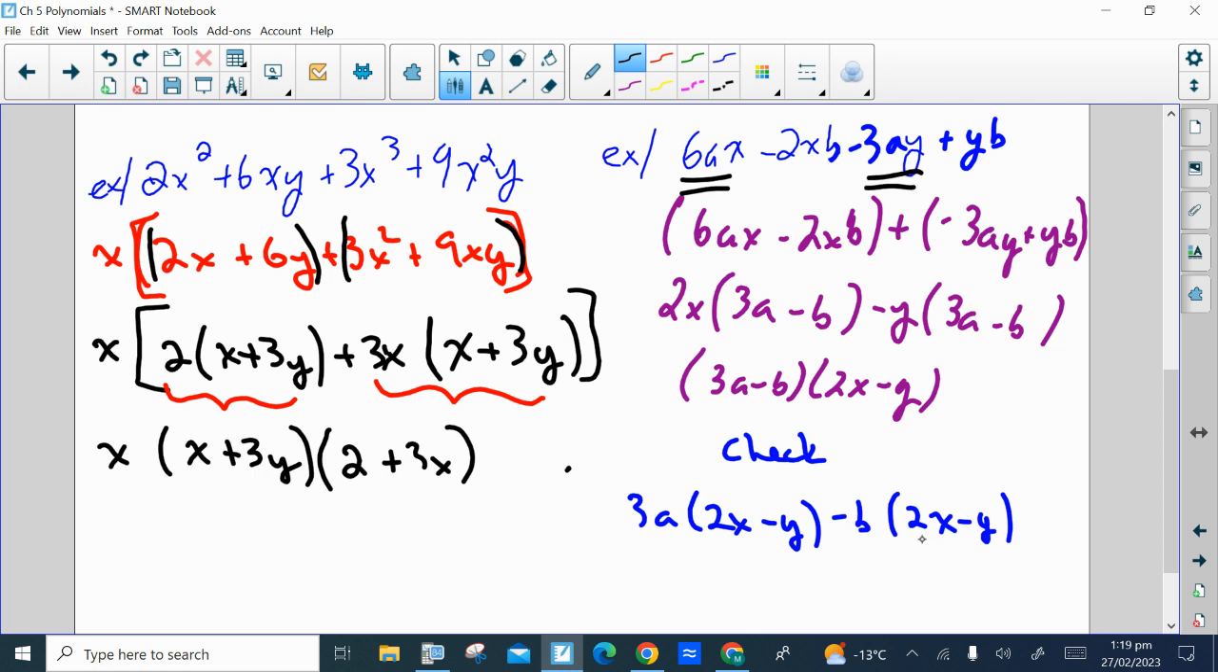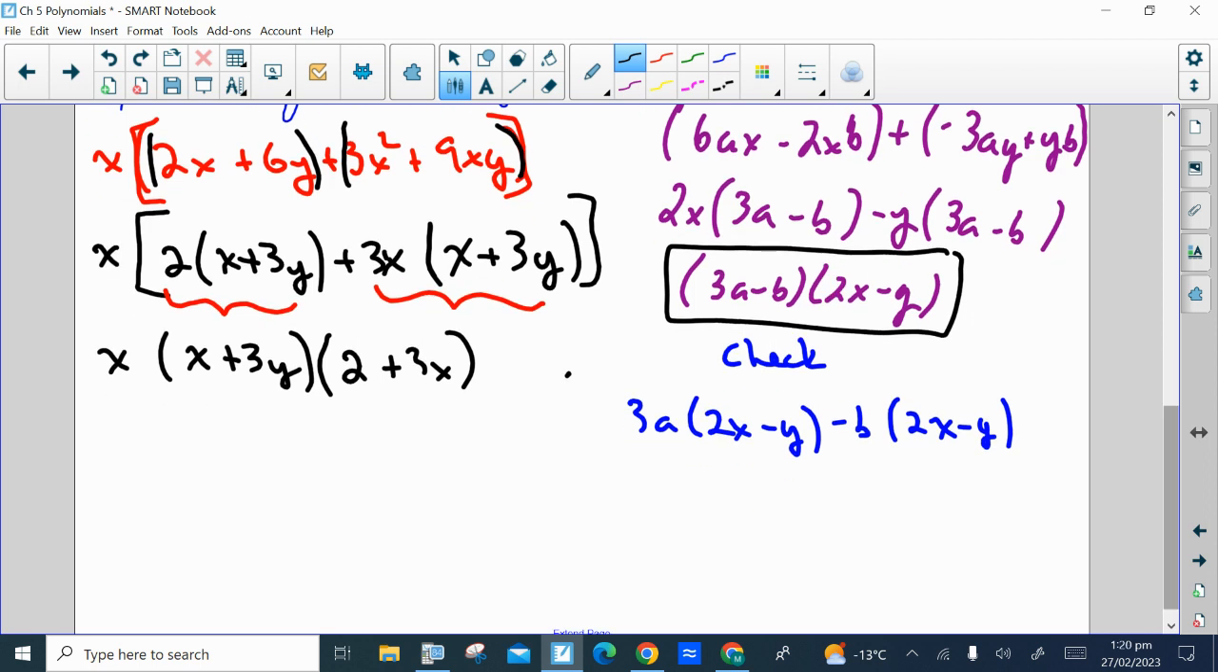Negative b times 2x is negative 2xb. That's that term right there. And negative b times negative y is positive by or yb. That's that term there. You can always check by multiplying. Always. To make sure your factors are correct. So these are the factors. Factors are things that multiply together to get what you start with. And we just check them to show that they work. Okay?